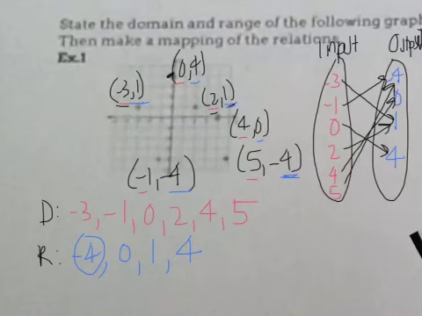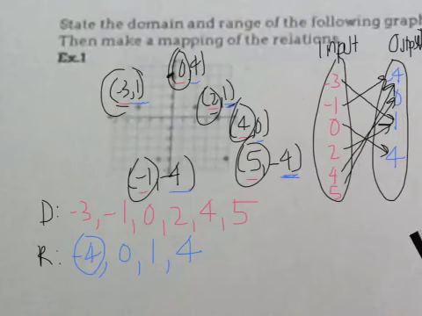Now we need to decide if it's a function. So we want to look: are there any x's that are repeated? It looks like all of my x's are different. Now, we do have some y's that are the same, but that's okay, because we know that -1 every time is going to change into -4. It doesn't matter that 5 would also change into -4. As long as none of my x's are repeated, then we would say, yes, this is a function.